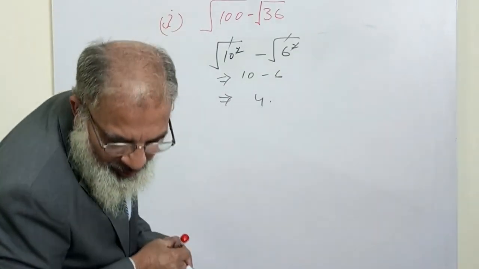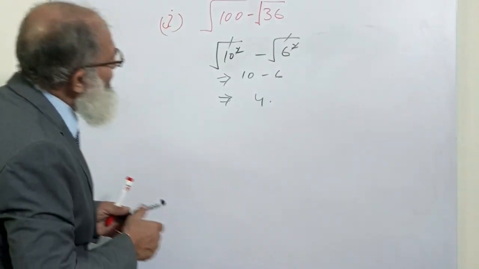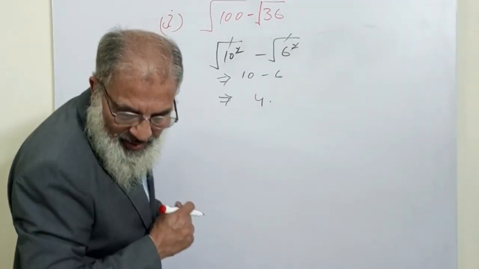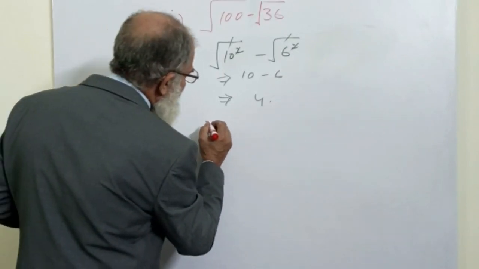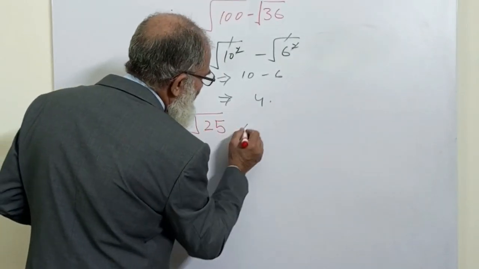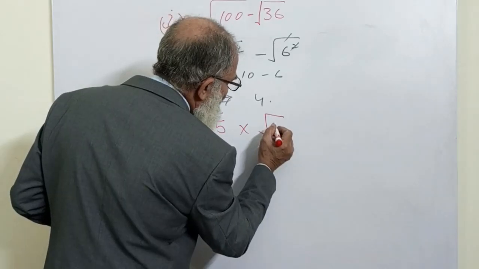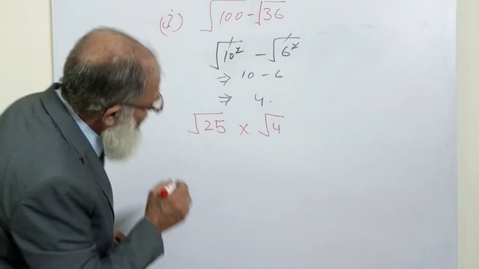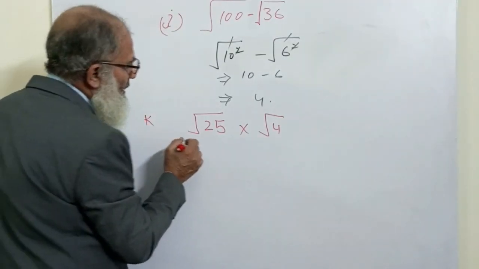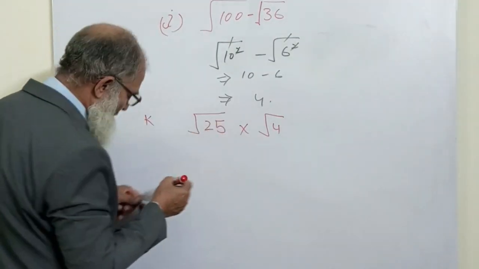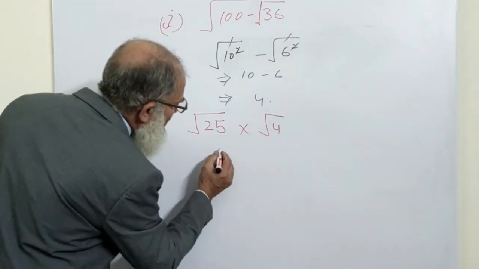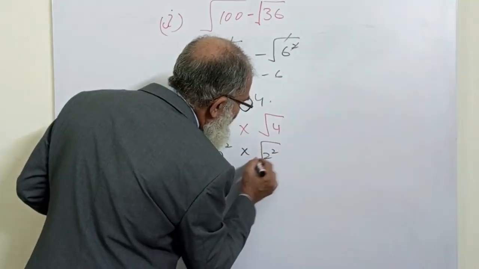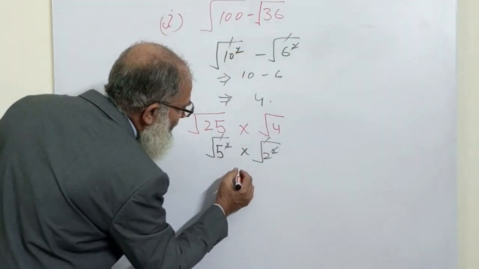Okay. Now proceed. Now there is another one: root of 25 in a separate root and root of 4 in a separate root. And the part is K. So again, 5 square multiplied by 2 square. The root goes with the square, and it comes as 10.